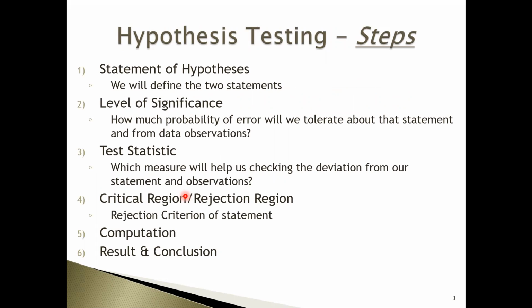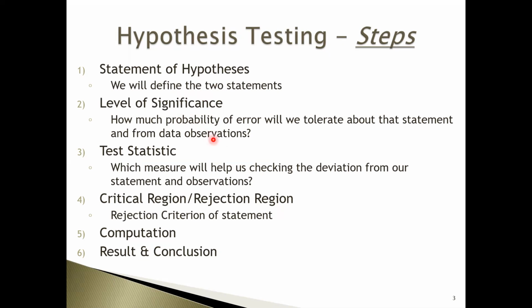There are six steps of hypothesis testing. In the first step, we make two statements. Like in our example, the mean is equal to 120. It is our hypothesis, which we are going to actually test. And then there is one more hypothesis, which is the possibility that the mean won't be equal to 120, which can be obtained from the sample.